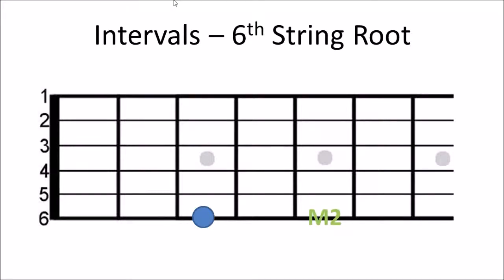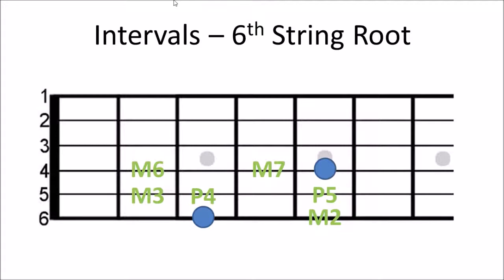So we'll start with the major 2nd here. Then we jump down to the 5th string, and we have the major 3rd, perfect 4th, and perfect 5th. On the 4th string we have a major 6th, major 7th, and then of course the tonic or the octave.